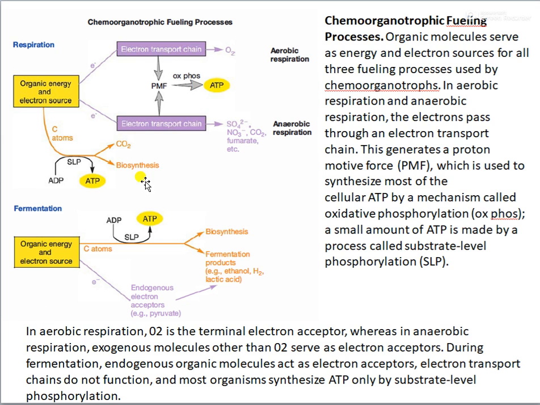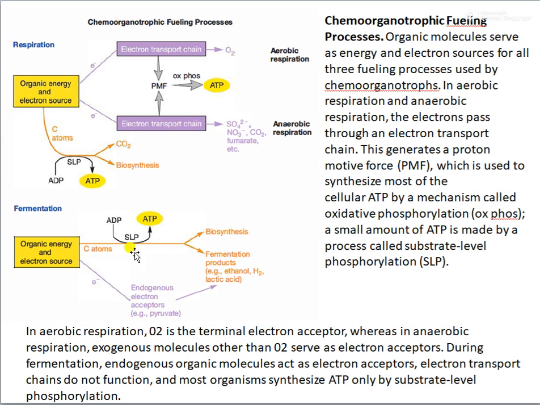Sometimes the electrons which have been formed will be taken up by certain endogenous electron acceptors. That is, within the organism itself, derived from its own cell, there would be some electron acceptors like pyruvate. If they are doing a process like that, you call the process fermentation. And this will result in the formation of various fermentation products.